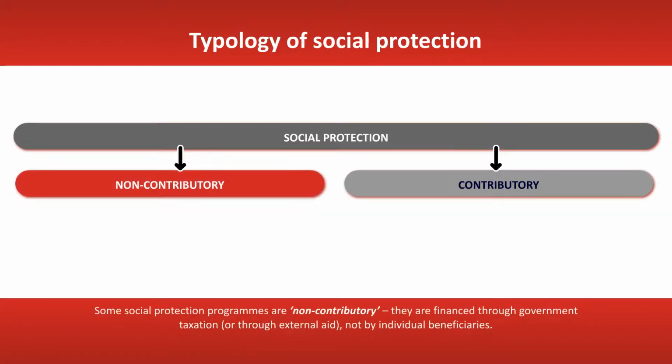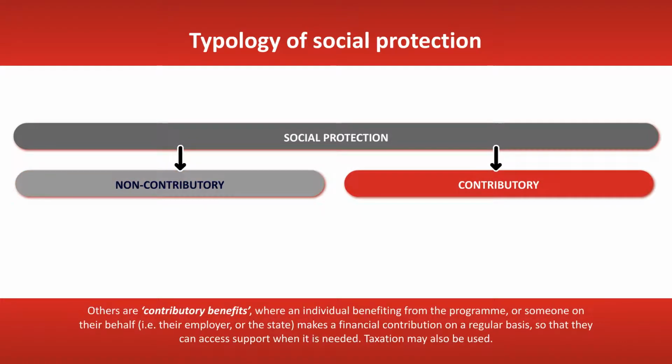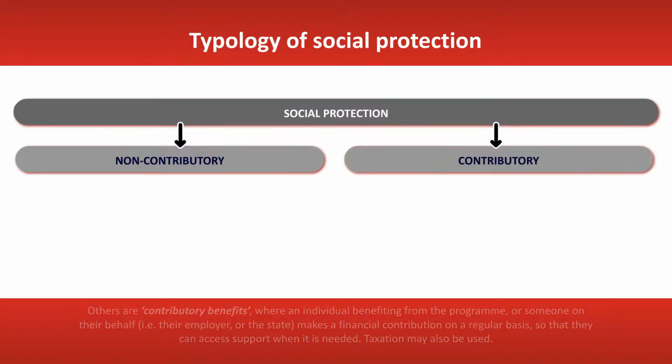Some social protection programs are non-contributory. They are financed through government taxation or through external aid, not by individual beneficiaries. Others are contributory benefits, where an individual benefiting from the program or someone on their behalf, that is, their employer or the state, makes a financial contribution on a regular basis so that they can access support when it is needed. Taxation may also be used.